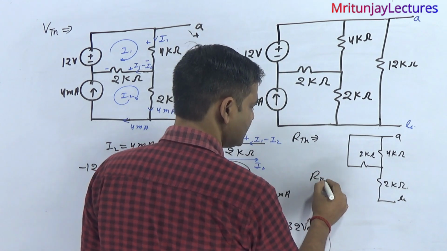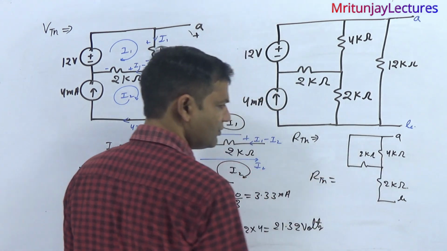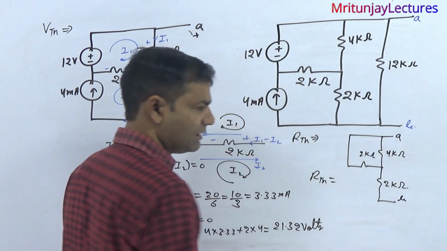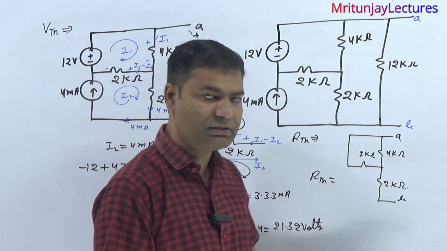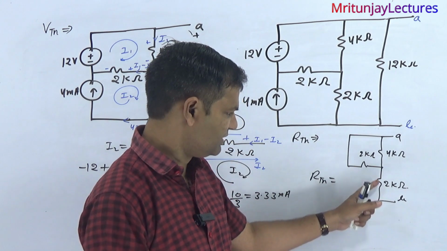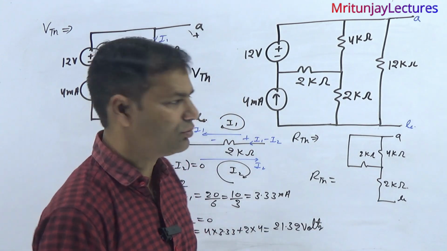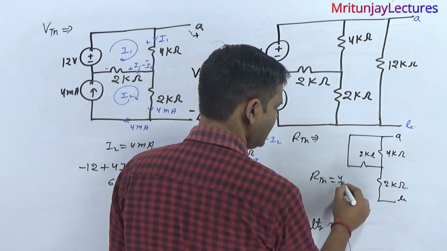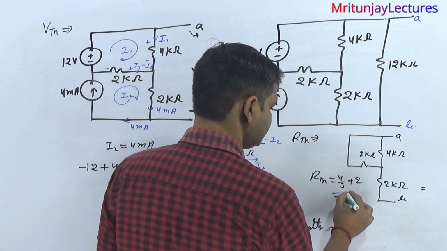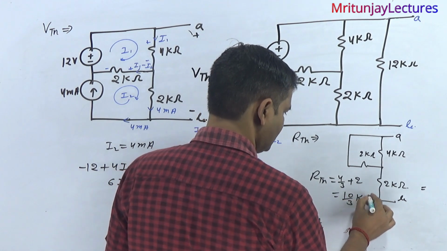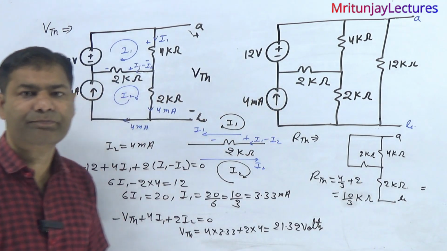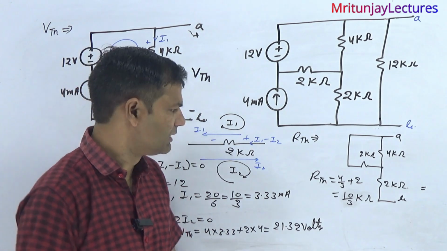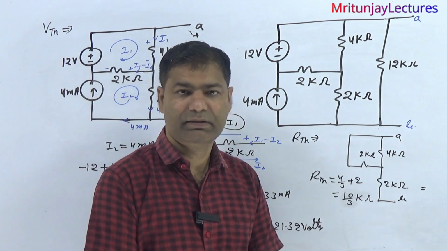So what about RTH? Both are in parallel, and the combination of these two is in series with 2 kilo ohm. So 4 into 2, 8 by 6, means 4 by 3, plus 2, that is 10 by 3 kilo ohm. Clear? VTH is 21.32 and RTH is 10 by 3.